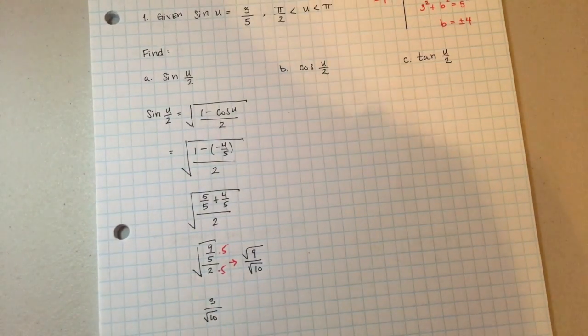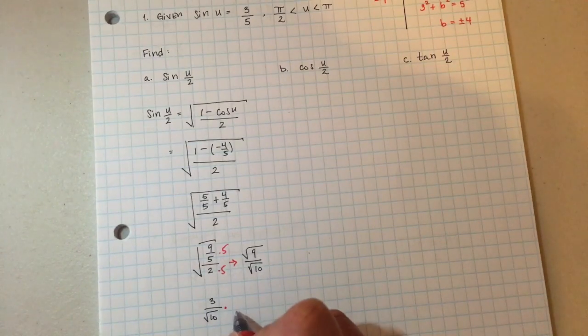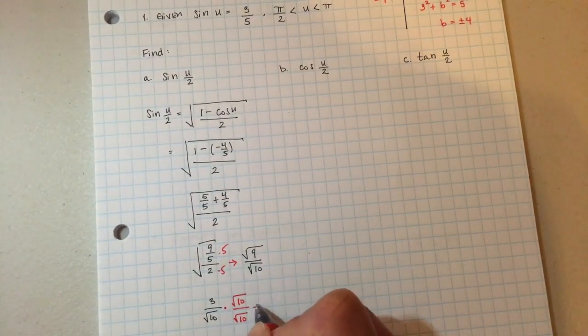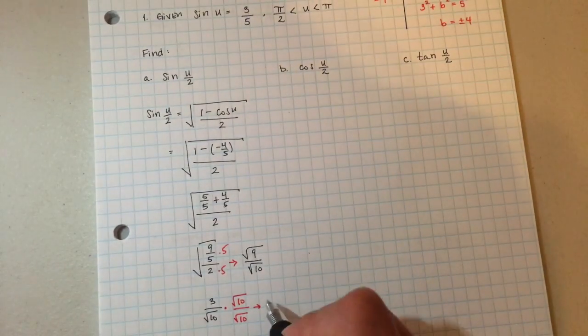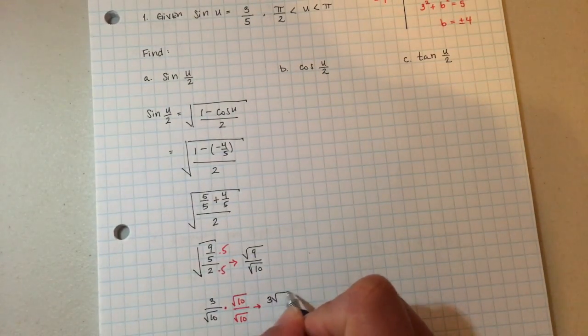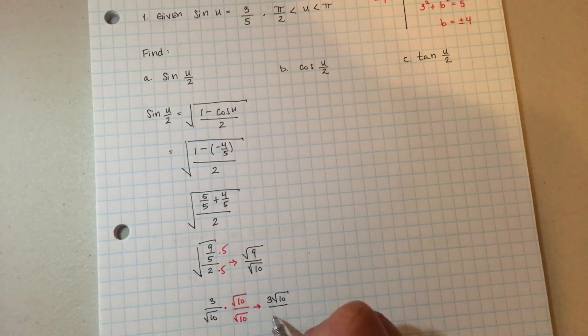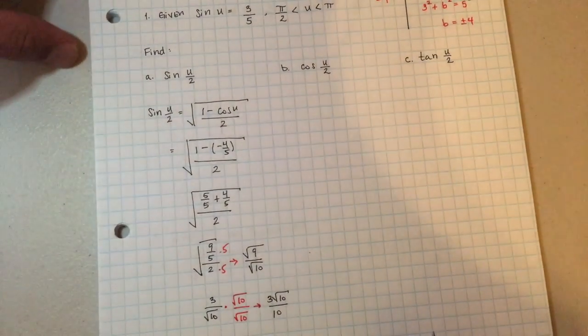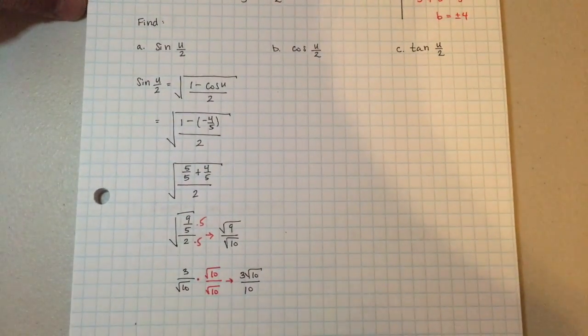Now, of course, my professor is not going to allow me to leave a radical in the denominator. So multiplying by radical 10 gives me 3 radical 10 on the top. On the bottom, you're just going to have 10, since 10 times 10 is 100, and the square root of 100 is 10. So that's how you do that one.